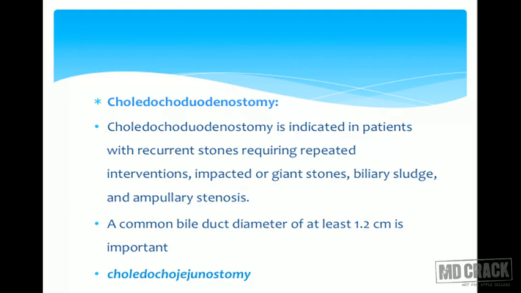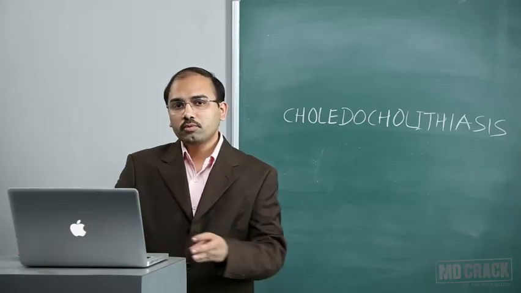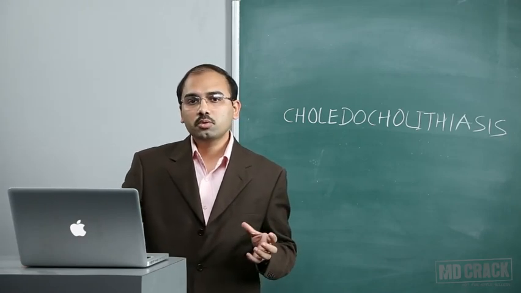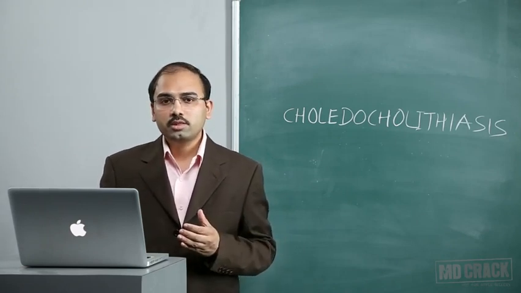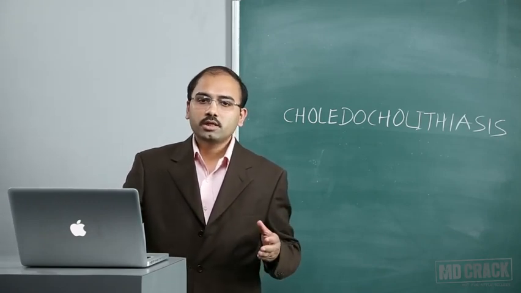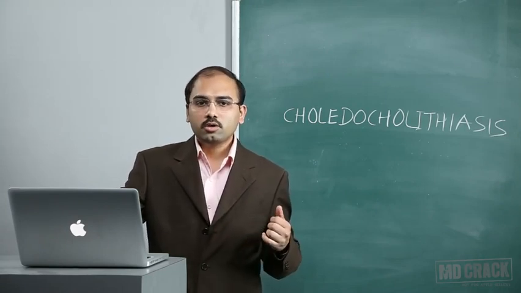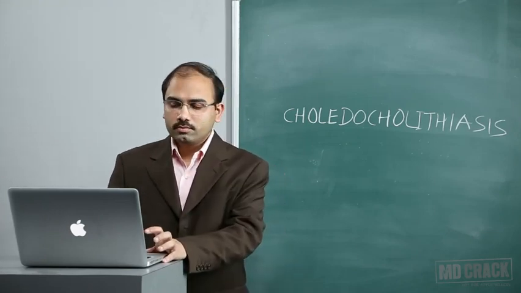Next, we have choledochoduodenostomy. It is indicated in patients with recurrent stones requiring repeated interventions, impacted or giant stones, biliary sludge, and ampullary stenosis. So again, this may form a very good question. If you are given a clinical scenario where the patient presents with repeated CBD stones and dilatation of the CBD of around 1.2 cm and above, then which of the following will form the better option? You may be given ERCP, stenting, and various other options like CBD exploration and closure, and choledochoduodenostomy. So choledochoduodenostomy will form a better option.